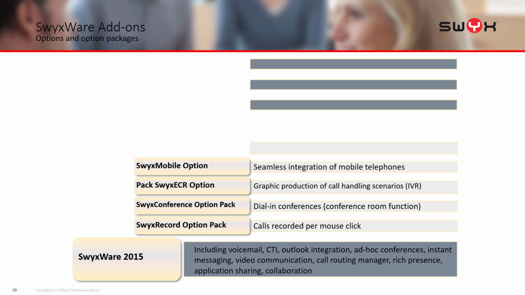Then we have Swyx Mobile, our mobile app on both, as I said, iOS and Android. And this gives you a full VoIP client with a lot of system information, presence, etc., built into it. And that's not an option pack. It's a first come, first served basis. So you buy the number of mobile licenses for the number of mobile users.